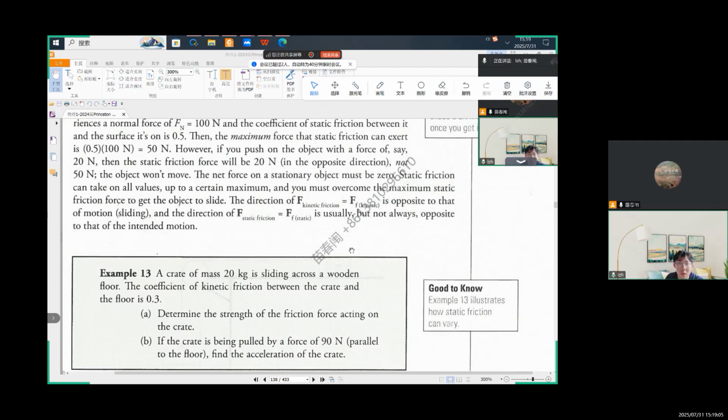So, wooden floor. Is the friction like before, 0.3 times the normal force? Yes, with the 20 times g, which means 200, so 60, right? This is kinetic friction, right? No problem with the formula, because it's moving, right?